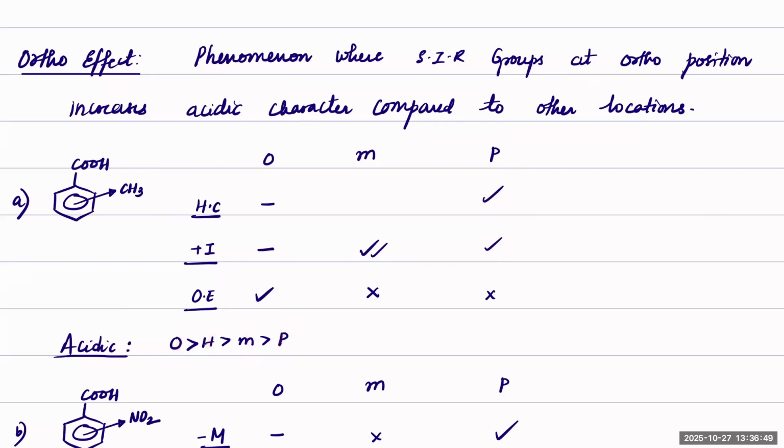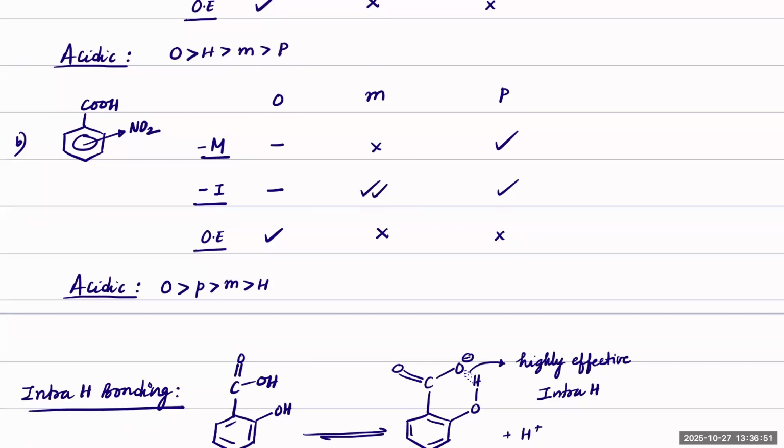Next, if you have NO2, again at the ortho position you will not notice anything. Simply you check out the ortho effect. So that is the most acidic. Then compared to meta and para, at the meta position you will notice that NO2 minus I is present, and at the para position you will have minus M and minus I both present. The ortho effect is absent. So therefore, ortho, para, meta, and hydrogen. That will be the acidic character.